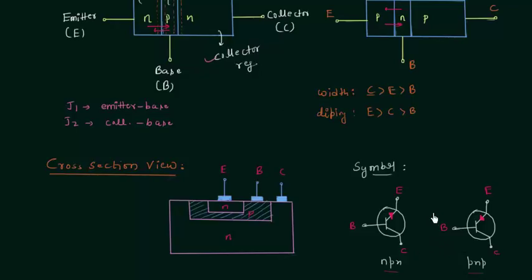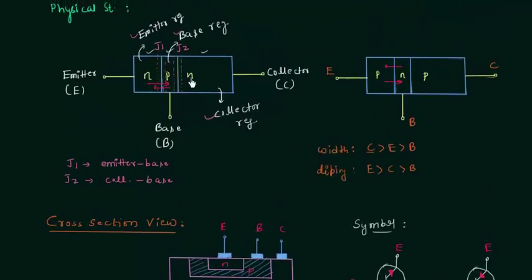We will use these symbols a lot in this course, so it's a good time to understand the meaning of this arrow in the transistor symbol. The next thing is the meaning of name, the meaning of bipolar junction transistor. But before that, there is one more thing that I want to explain.